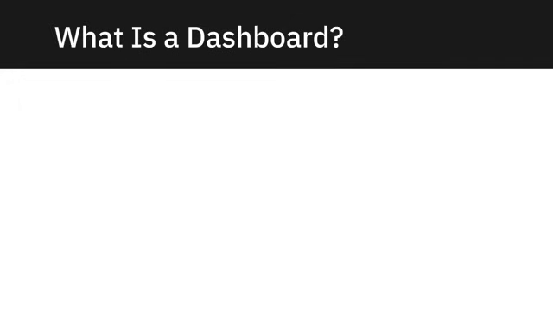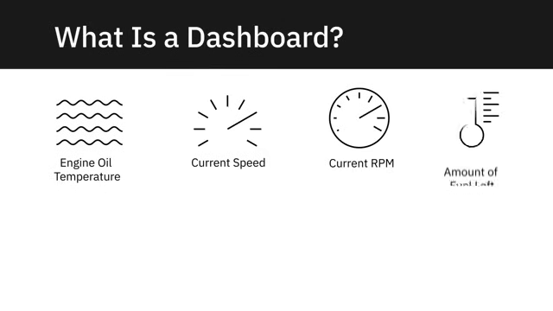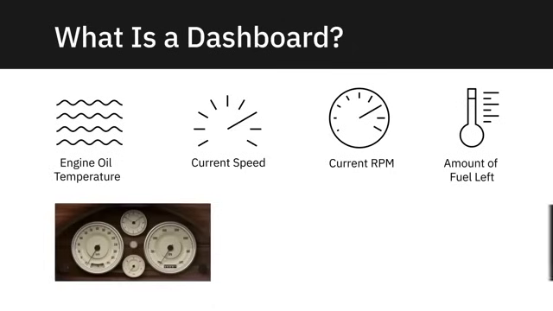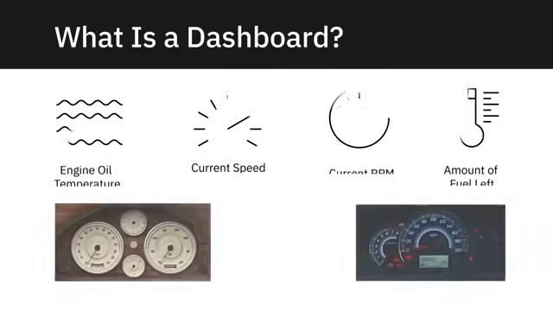comes from the automotive industry, where car designers have put the most important gauges and other display information, such as engine oil temperature, current speed, current RPM, amount of fuel left, and so on, in a handy graphical display that is easy for the driver to view and understand. Originally, these displays were analog, but most are now digital and use varying forms of visualization, including digital meters and mini graphs.